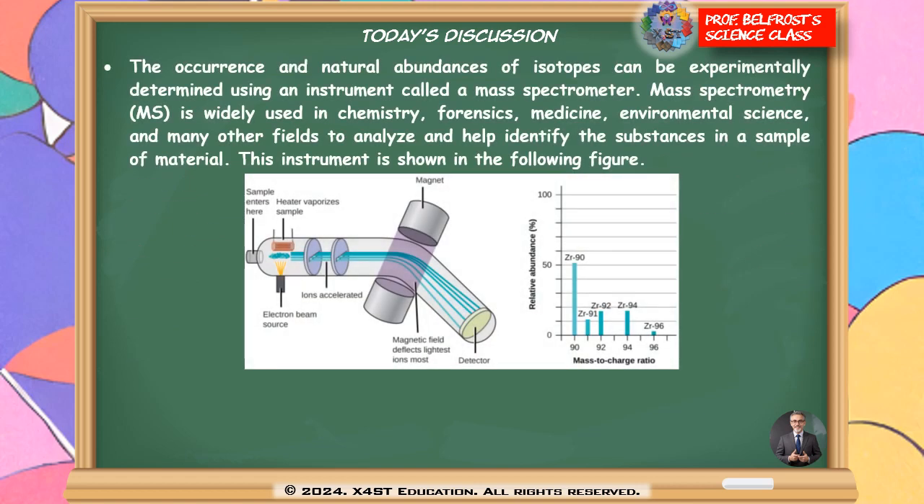The occurrence and natural abundance of isotopes can be experimentally determined using an instrument called a mass spectrometer. Mass spectrometry is widely used in chemistry, forensics, medicine, environmental science, and many other fields to analyze and help identify the substances in a sample of material. This instrument is shown in the following figure. If you want to know how it works, you can browse for more information.